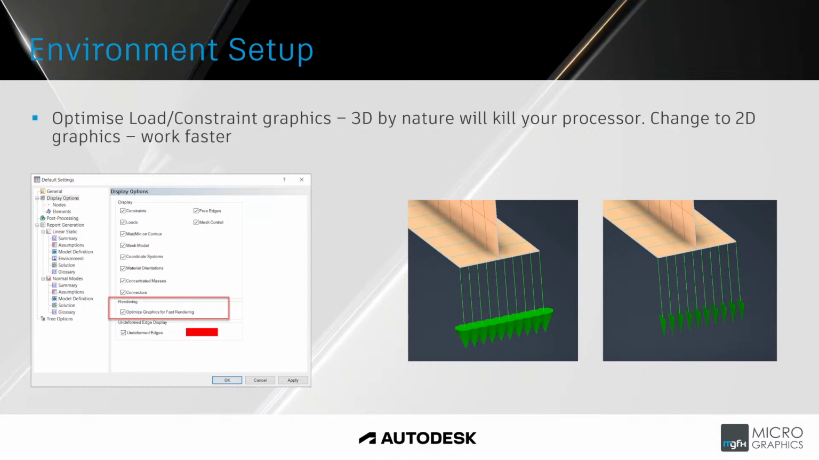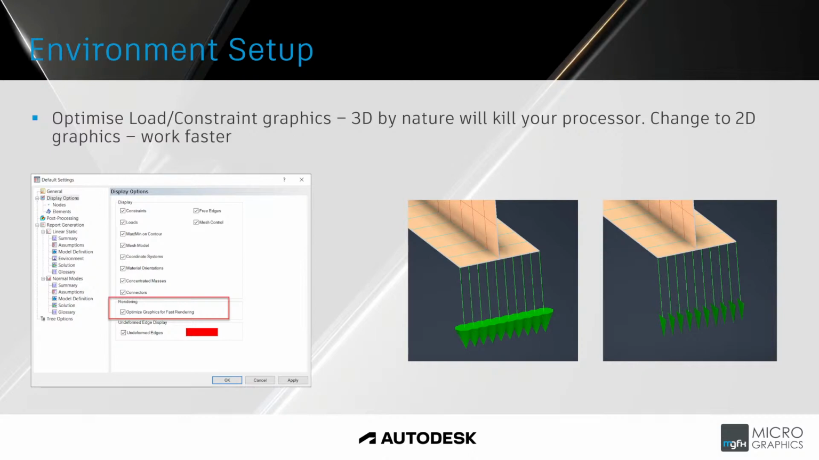Another thing that also really slows your computer down when doing these analyses is all the arrows, like for your forces, your loads, your constraints, etc. That's because they're drawn up in 3D. Yes, it's very pretty, and if you've got the most expensive graphics card, it might run smoothly, but maybe not as smoothly as if these arrows were actually 2D.